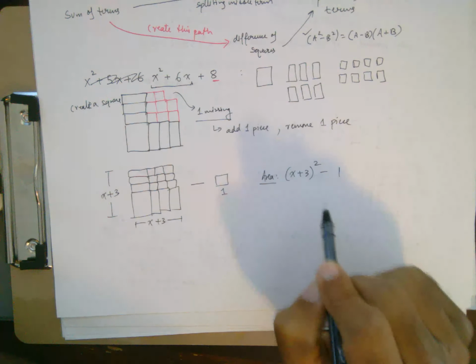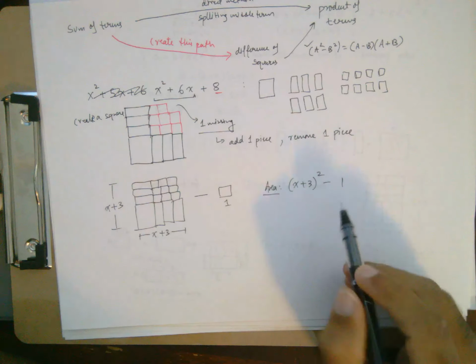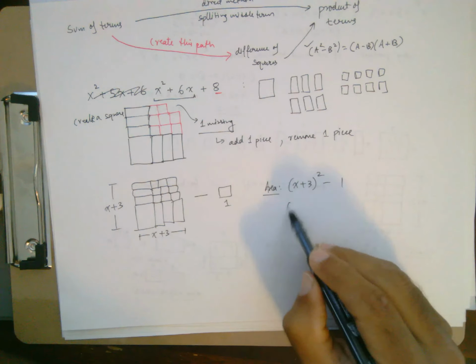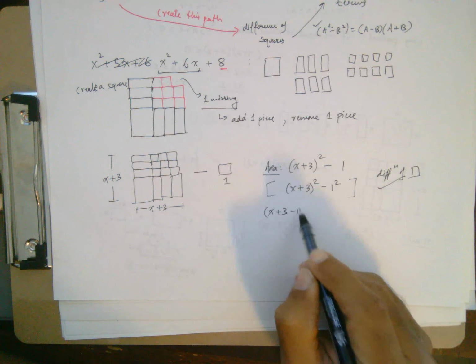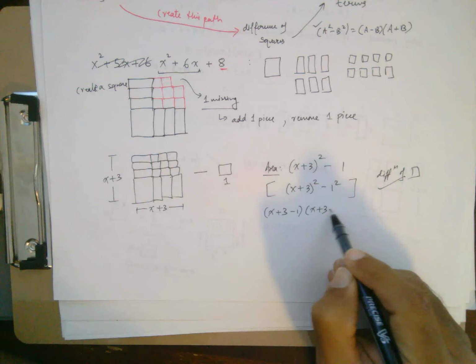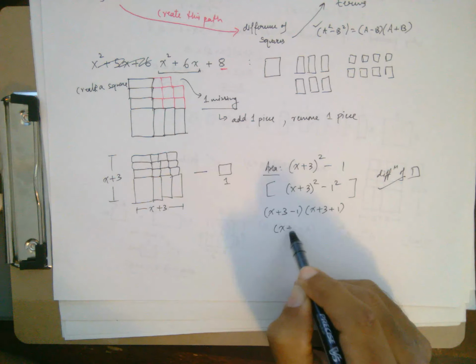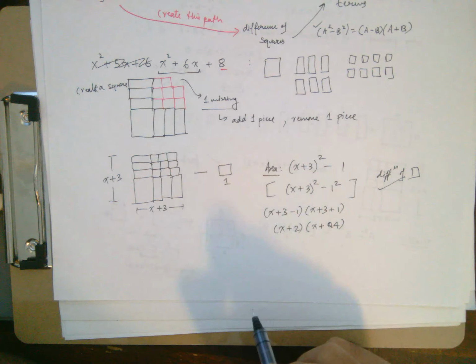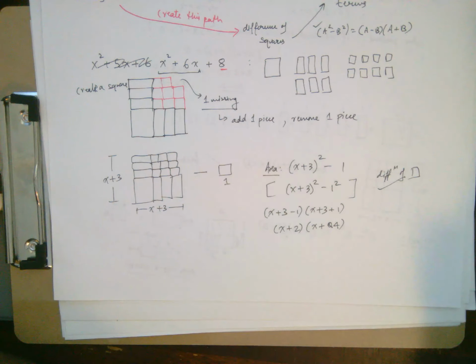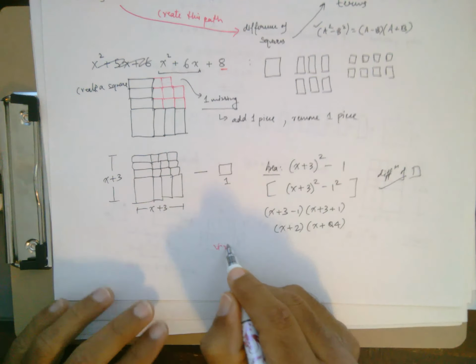Now this is nice. Why? Because I can write 1 as 1 squared. And there we go. That's a difference of squares. And we know what to do with this. This becomes x plus 3 minus 1 and x plus 3 plus 1, which gives me x plus 2 and x plus 4, which you can verify is the same.